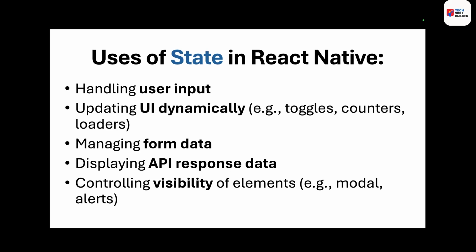Controlling visibility of elements, for example a modal. If we have to show or hide a modal, for that we can take a state variable for visibility. Visibility true means it will show, visibility false means it will dismiss. These are a few examples.